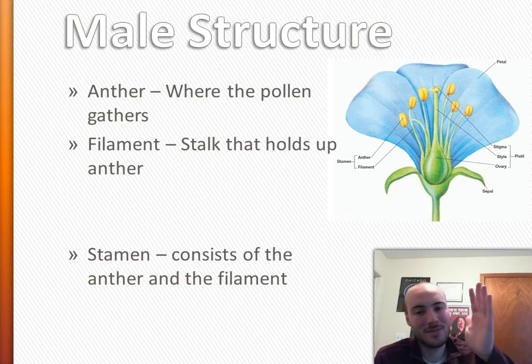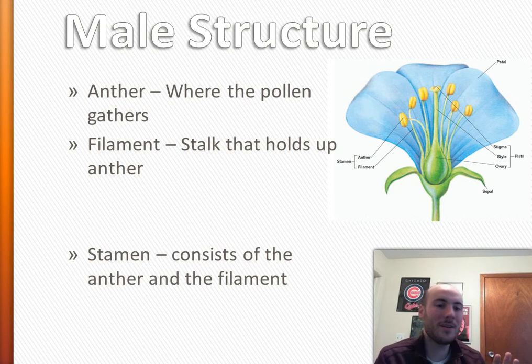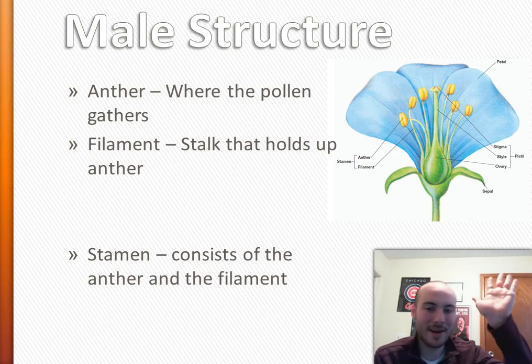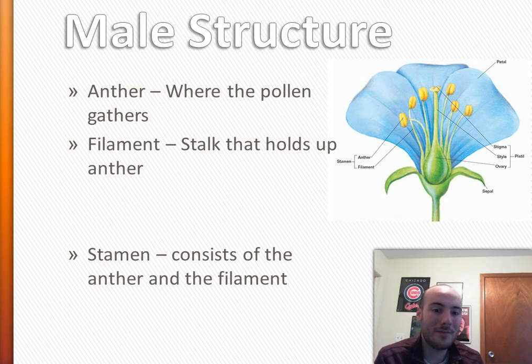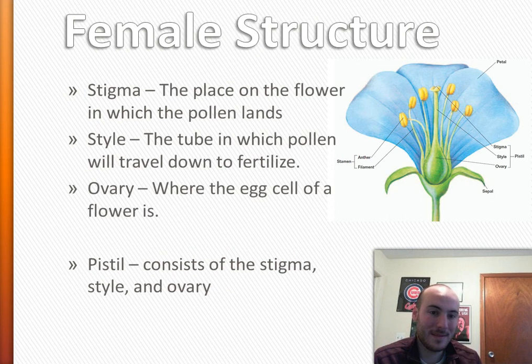And the reason it's like that is because, let's say a bumblebee or a hummingbird or something like that comes and visits the flower. Well, those anthers are just sitting up there looking to rub off on that animal, and the pollen is going to rub off on whatever it is that visits the flower. Now, those two things together, the anther and the filament, together we call them a stamen.